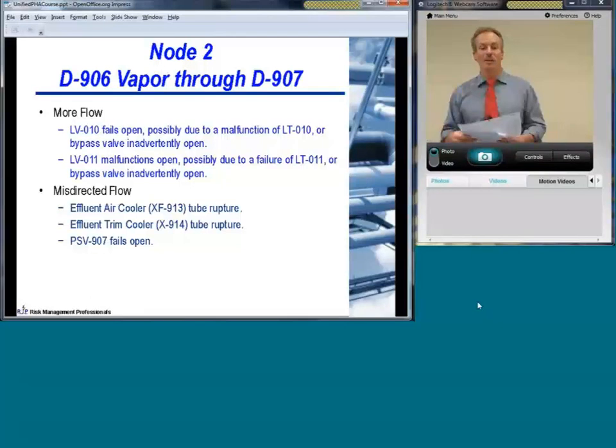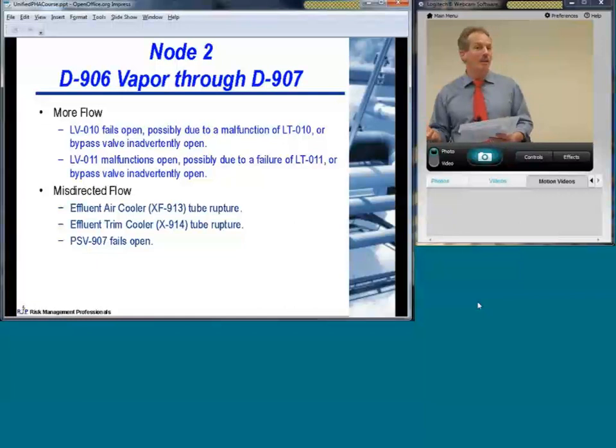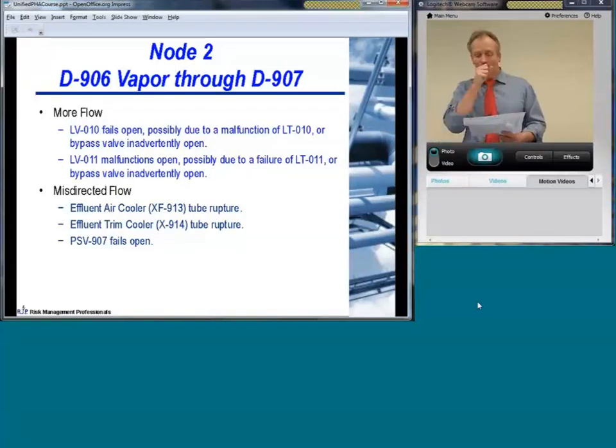Okay, for misdirected flow, we tend to pick up a lot of abnormal valve configurations or other things that go wrong with the system. In this particular case, it's a good opportunity to pick up, as we mentioned before, tube ruptures. Well, 913 is a fin fan cooler, so a release of hydrocarbons could cause a nasty fire if it finds an ignition source. That's certainly worth looking at. And you want to talk about the metallurgy of the tubes, how they inspect the tubes. You want to talk about fire protection and also emergency isolation.